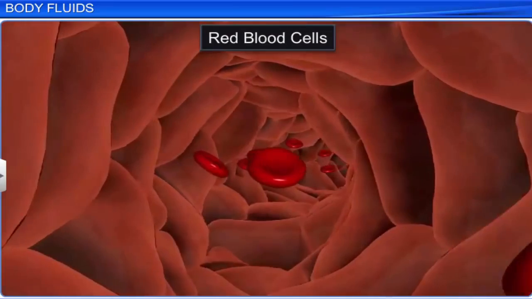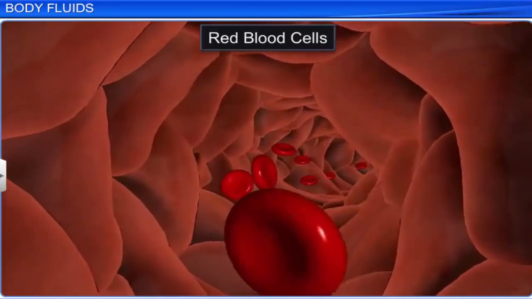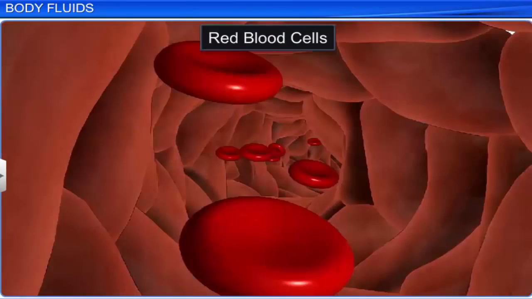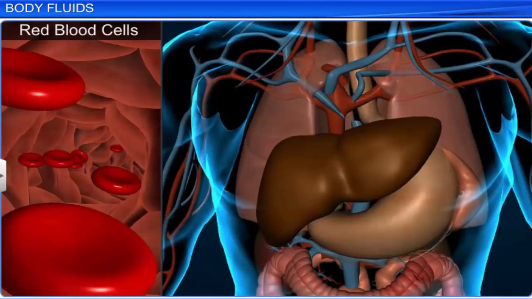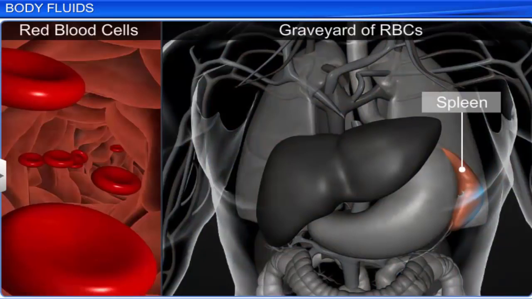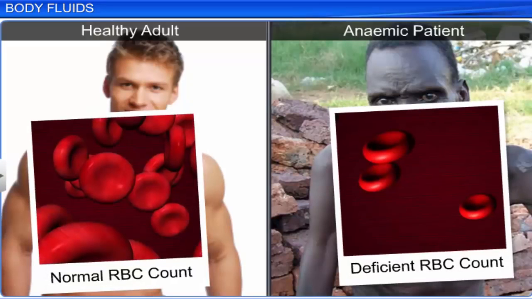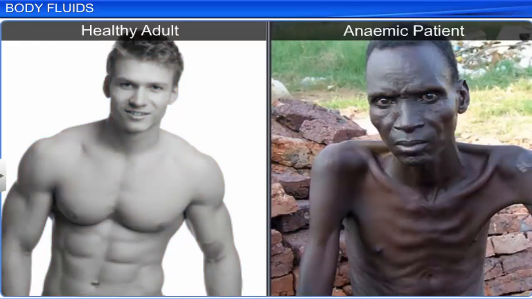The lifespan of an RBC is around 120 days, after which it is destroyed in the spleen, which is known as the graveyard of RBCs. A low RBC count in the blood can cause anemia in humans.